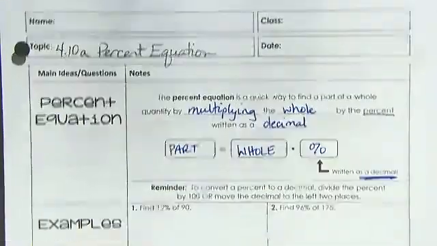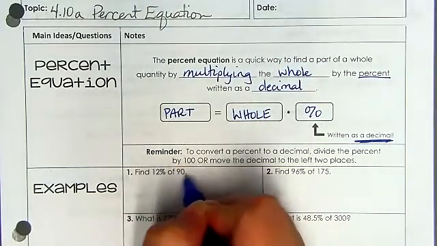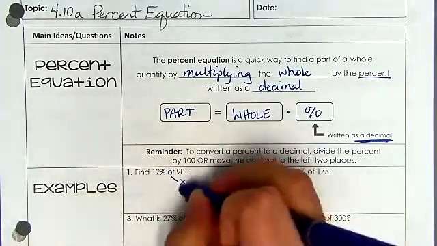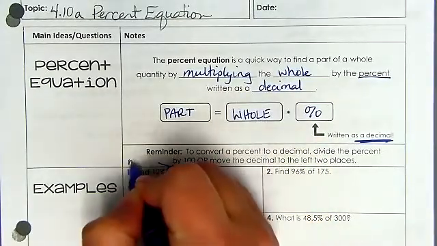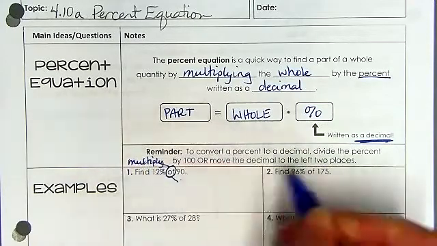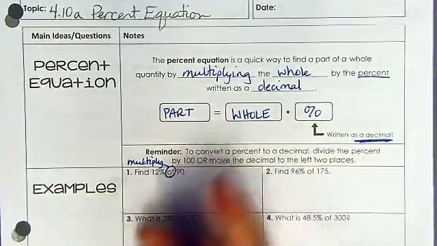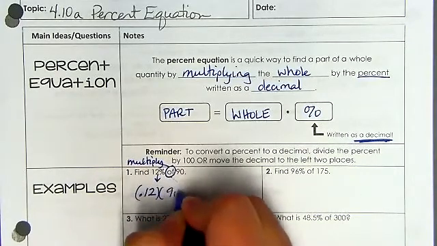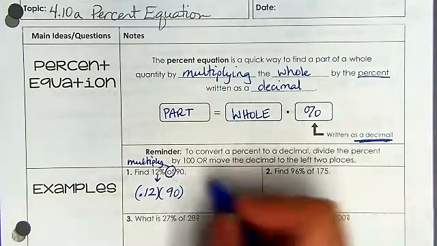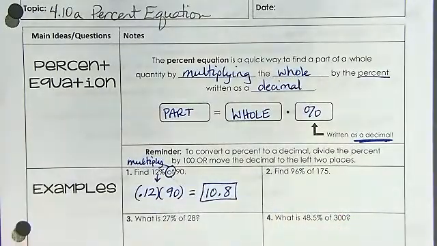Okay, so let's work a couple of examples. Number one, it says find 12% of 90. Remember, of means to multiply. To convert, you just move the decimal on the percent. So 12% is going to become 0.12 times 90. And then when you multiply that, you end up with 10.8 as your final answer.